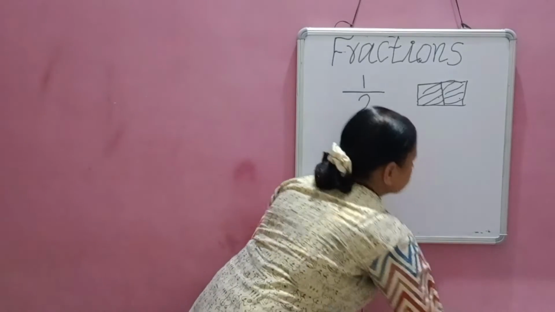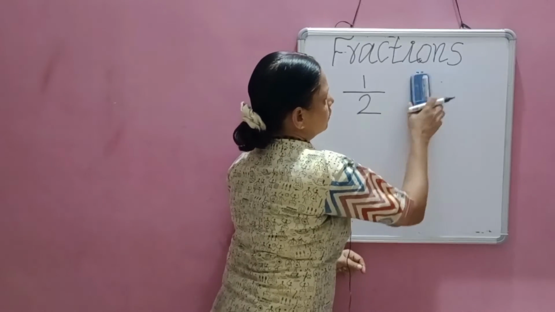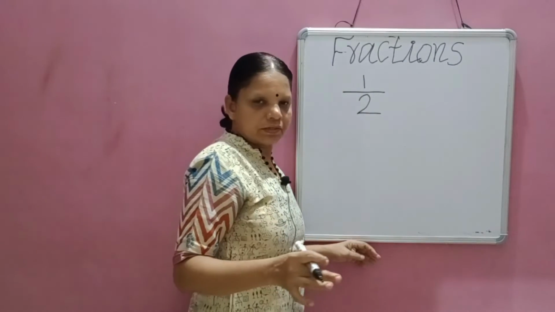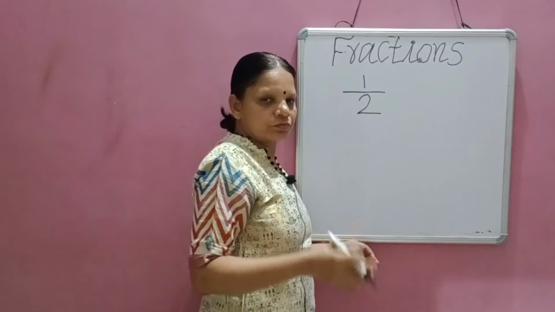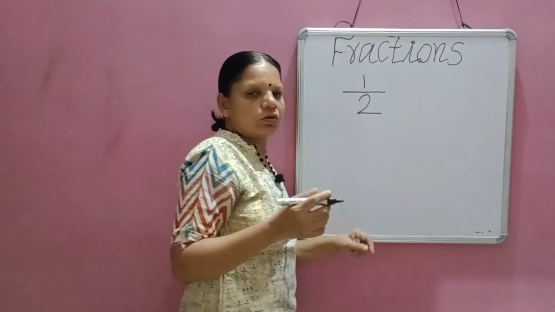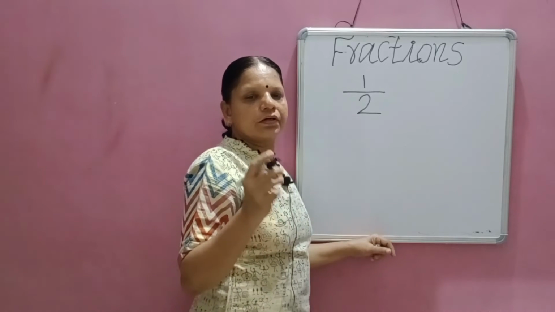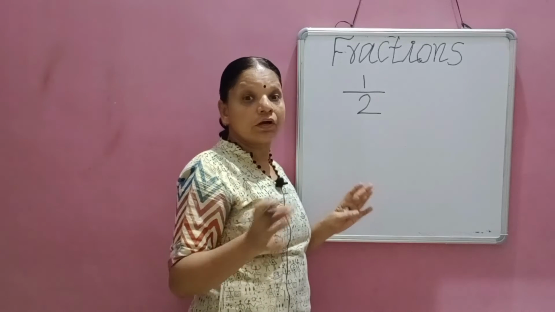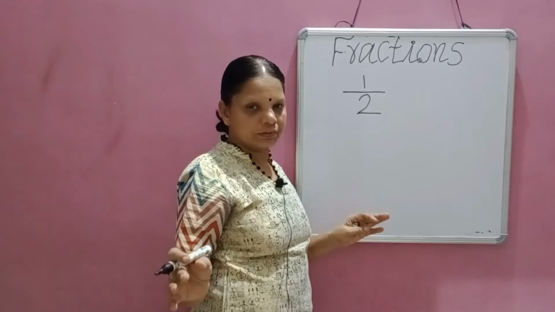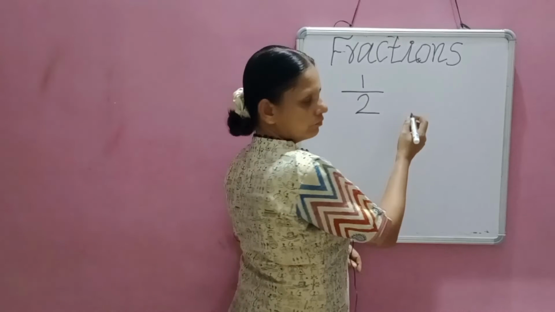Now suppose there are 3 children. Your friend is also there. So what will your father do? The chocolate has to be divided into how many parts? How many equal parts? 3 equal parts. So what each one will get? We'll see.